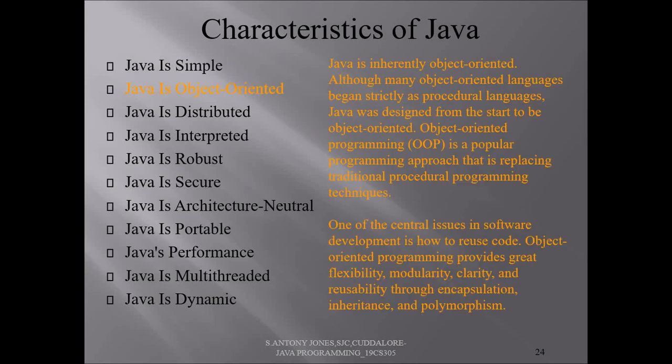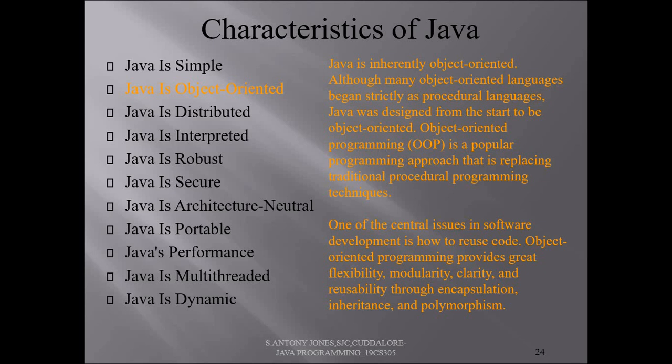Then we say object oriented. What is the concept of object oriented? Java is inherently object oriented. Although many object oriented languages began strictly as procedural languages, Java was designed from the start to be object oriented. Later it has become a platform independent language which supports multiple operating systems. Object-oriented programming is a popular programming approach that is replacing traditional procedural programming techniques. The basic important concept of object-oriented is reuse of code. Also, it provides more flexibility, modularity, clarity and reusability through encapsulation, inheritance and polymorphism concepts.